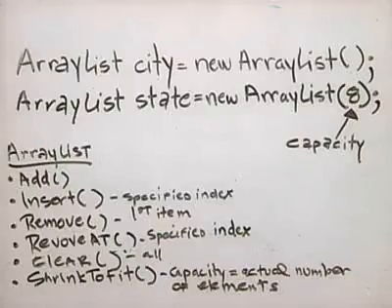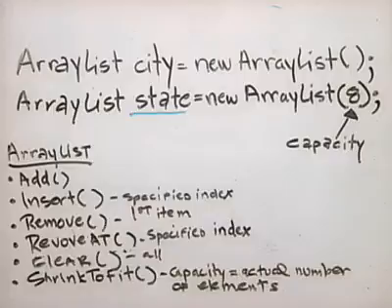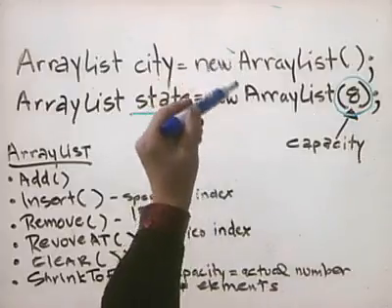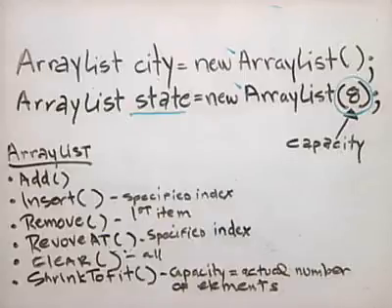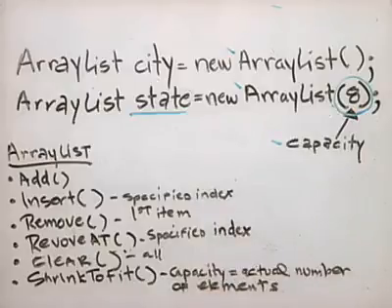In this example, we have two array lists, city and state. You see that city is instantiated, and so is state. But state is using a one-argument constructor. ArrayList has overloaded constructors. So there's a no-argument constructor and there's a one-argument constructor. This allows you to actually define the capacity. If you don't want to start with the default, which is 16 elements, you can define your own capacity during instantiation.